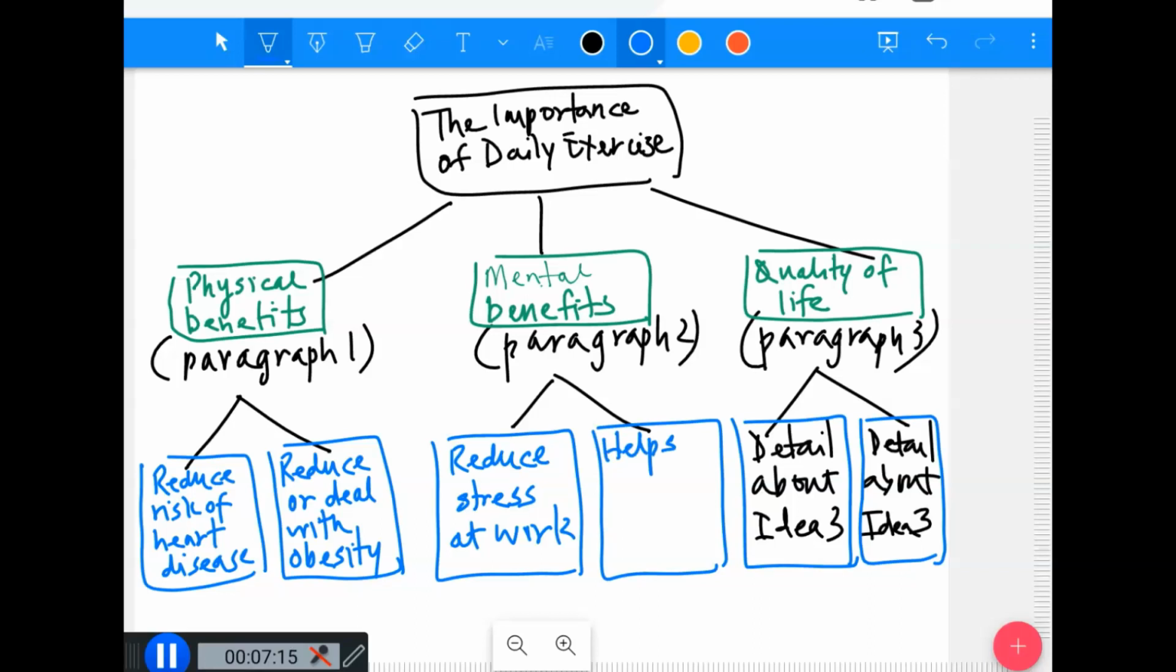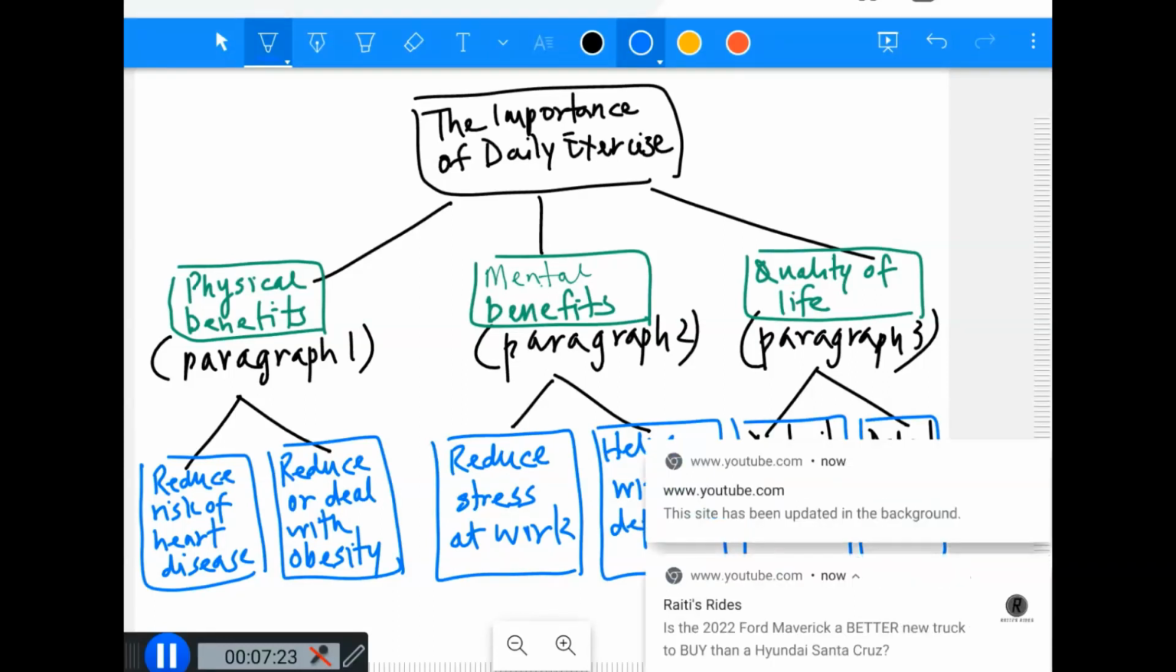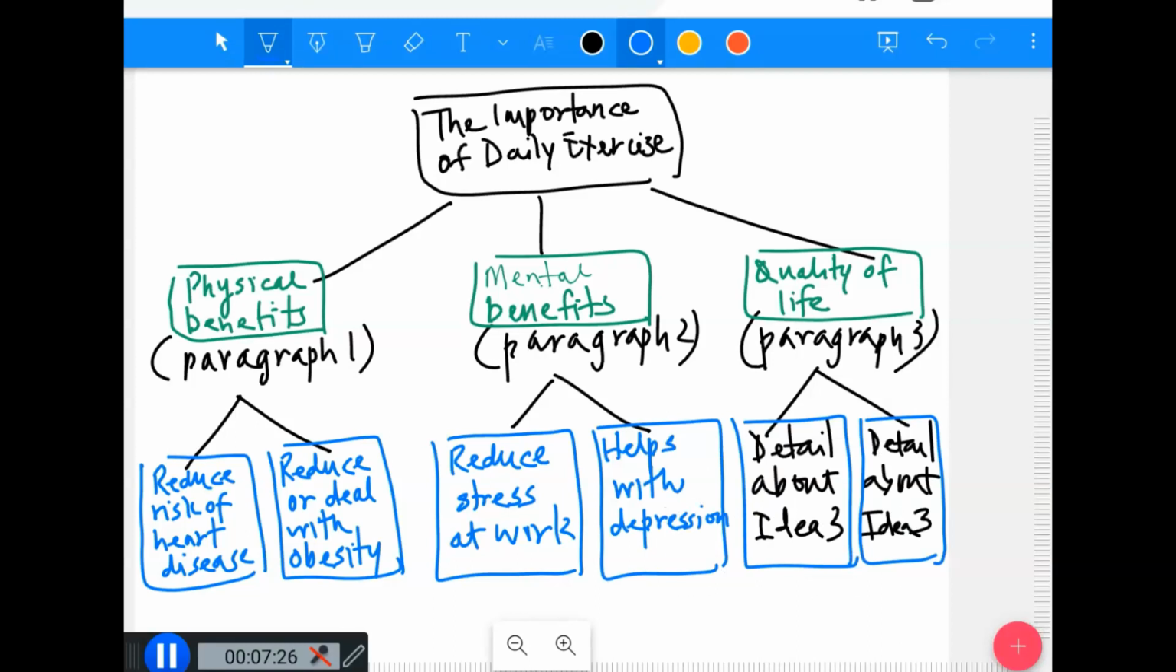The second mental benefit that can be derived from a daily exercise is that it helps with depression. And exercise has been known to reduce the symptoms of depression.